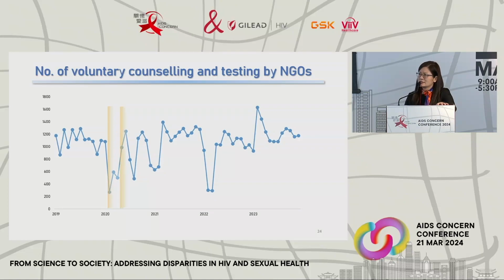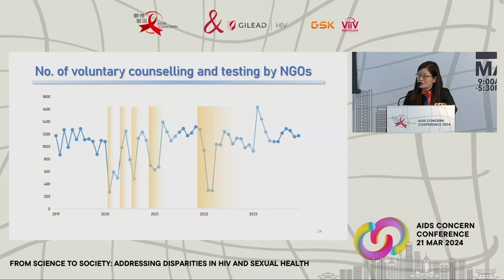So I highlighted what we call the local waves, the first, second, third, and fourth. You can see that every time there is a wave, there is a drop. And the most traumatic wave is the fifth wave, which occurred in the first half of 2022. But the NGOs are very good. You can see that upon the resumption of normalcy, the testing volume quickly climbs up again.